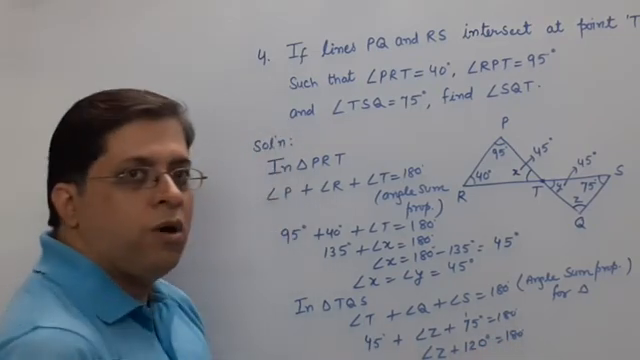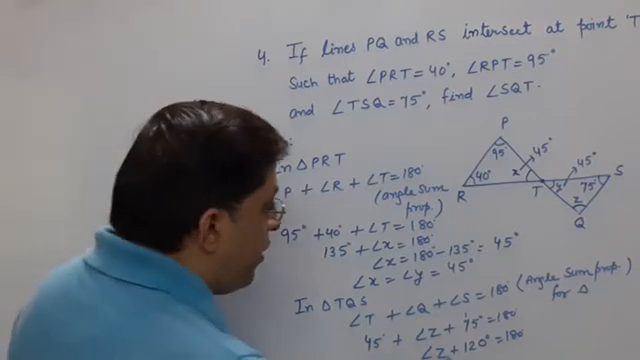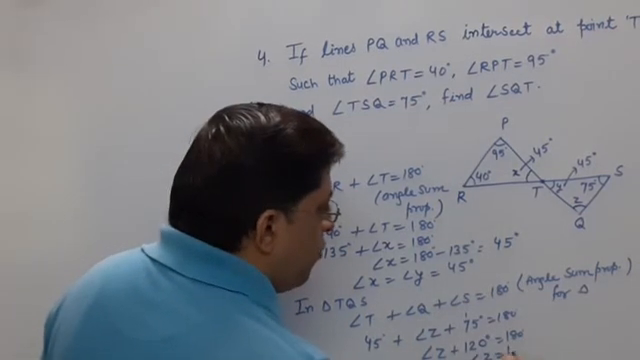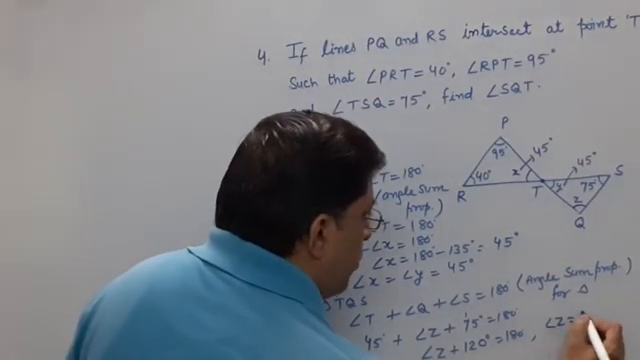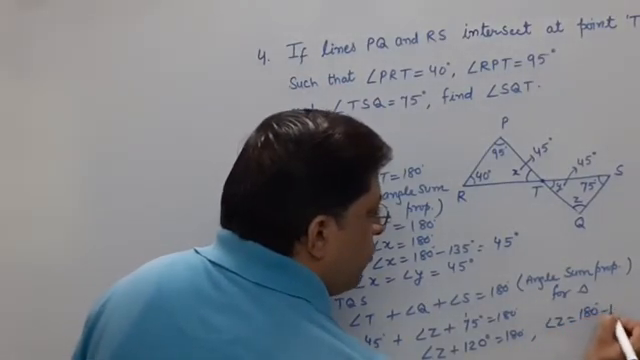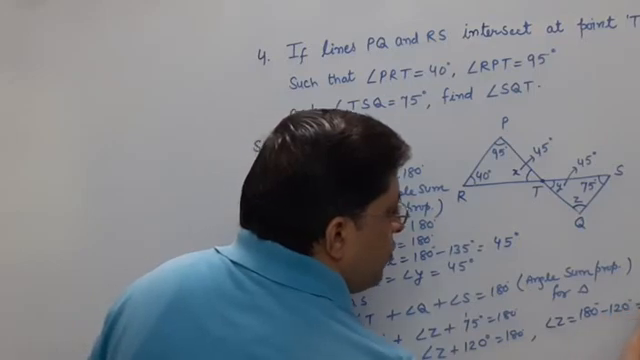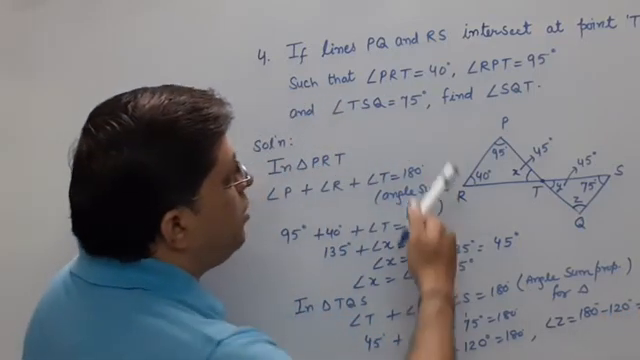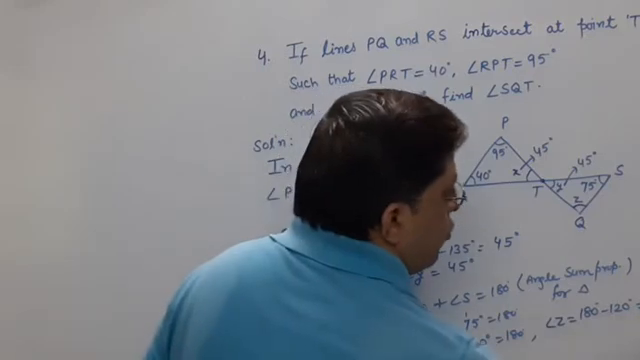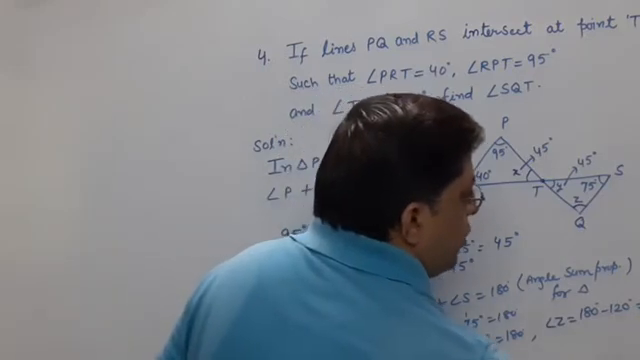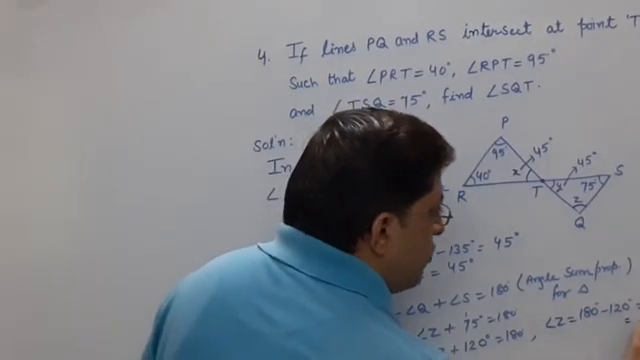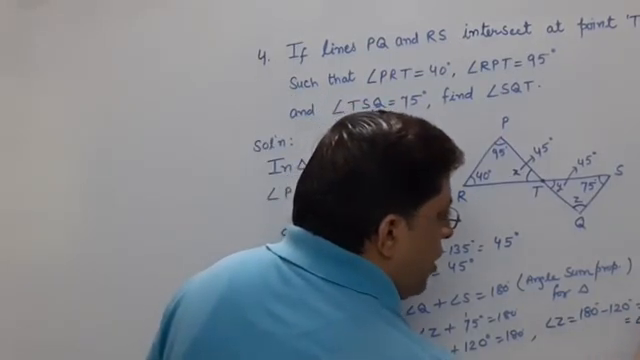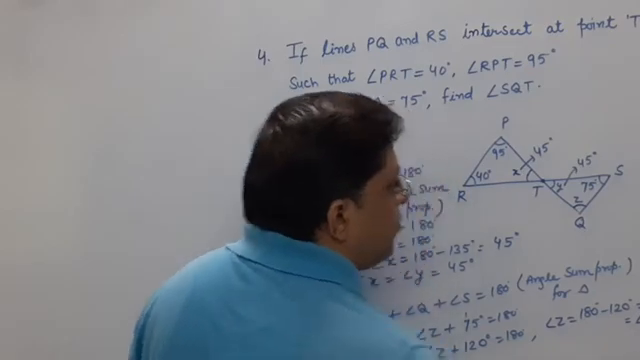Then how do we get Z? Angle Z will be 180 degrees minus 120 degrees. This is 60 degrees, and 60 degrees is your angle SQT.